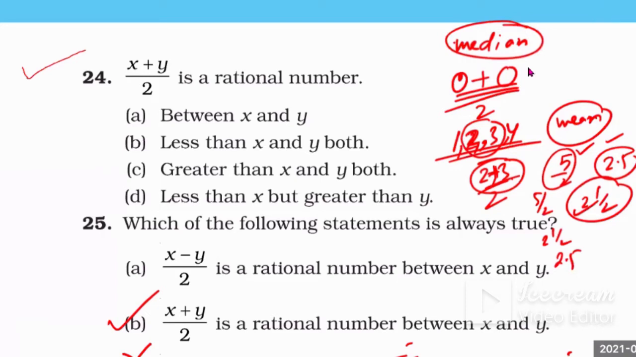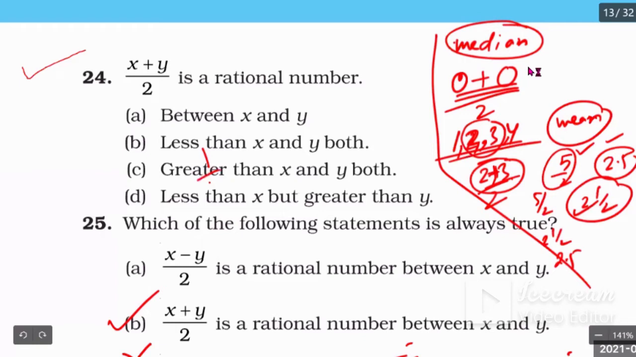In a similar way, you can find the rational number which is between two rational numbers. These are two rational numbers, 1 by 2 and 1 by 3, and you have to find the middle one in between. Sir, there are infinite rational numbers.